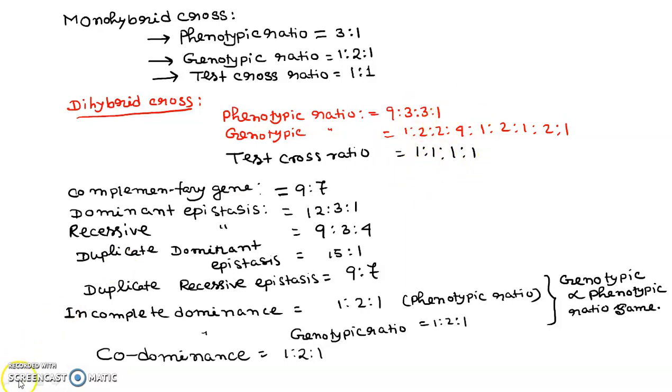We have already talked about that part. If you forgot, you can go back to that one. Now the test cross ratio is 1:1:1:1. Complementary gene ratio 9:7. Dominant epistasis 12:3:1. Recessive epistasis 9:3:4. Duplicate dominant epistasis 15:1. Duplicate recessive epistasis 9:7. Incomplete dominancy 1:2:1. Genotypic ratio 1:2:1. Co-dominancy 1:2:1.